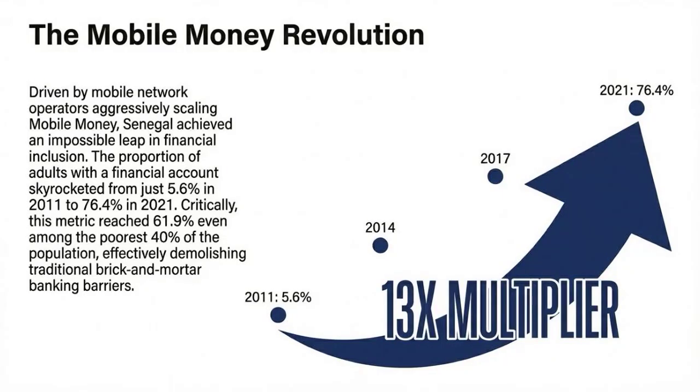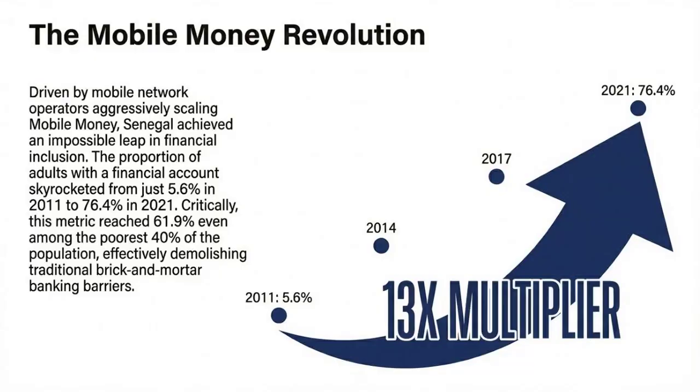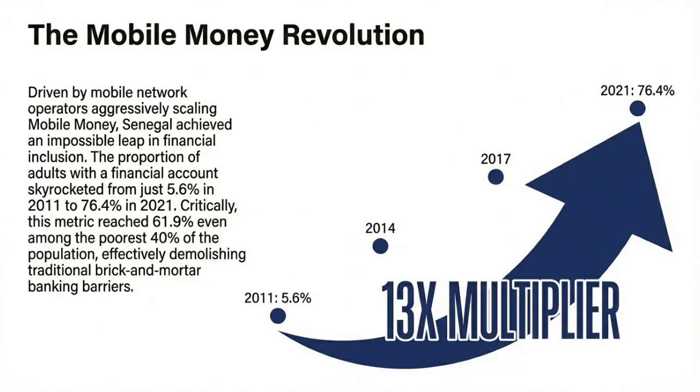But over the next 10 years, that financial inclusion metric doesn't just double. It rockets to 76.4% by 2021. The design notes for this slide call for a massive, bolded upward arrow with the text 13x growth.